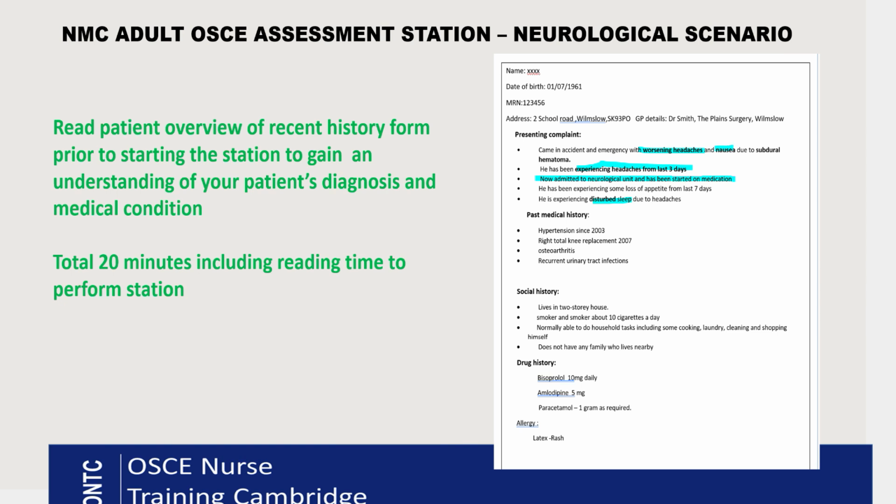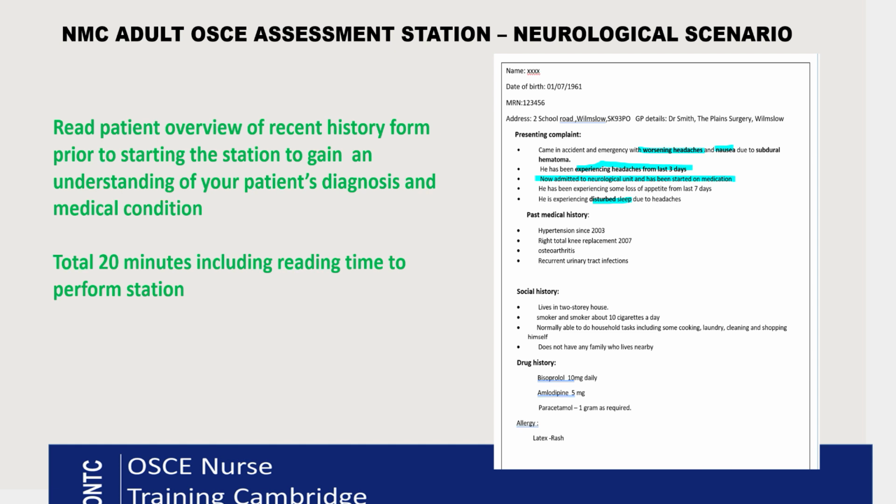So first screen, it's your assessment station. It is 20 minutes long, and you will be given a scenario to read. But there is no extra time for reading that one page of information. You have to read it within your 20 minutes, and I suggest you read it as soon as your timer starts. Read it to yourself, not to the examiner or the actor patient, to get a better understanding about the patient's symptoms, diagnosis and everything else. We call this the patient history form, or overview of recent history form. As you can see on your screen, you get something like this.